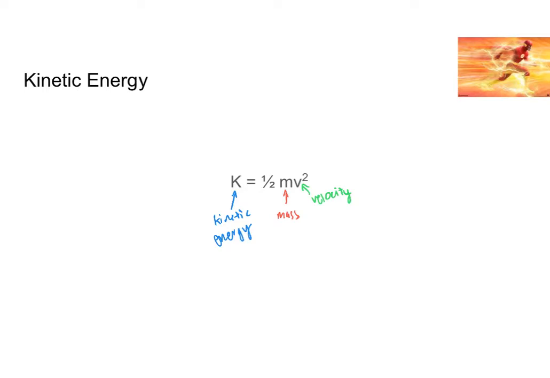Because as you can see, the square here is going to cancel out any positive or negative sign that our velocity or our speed has. So our direction doesn't matter. And in fact, energy, regardless of whether it's kinetic or potential, energy is a scalar.